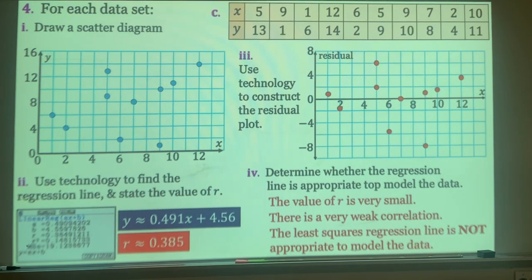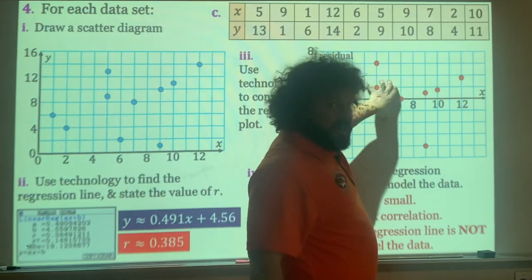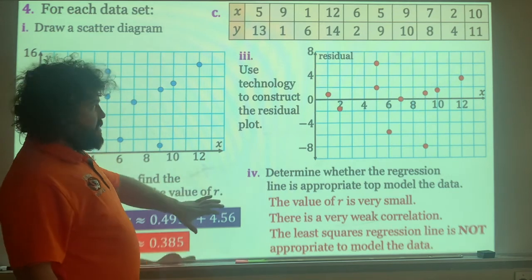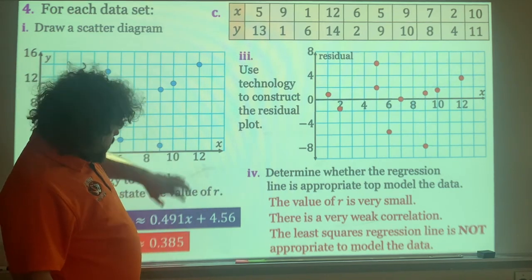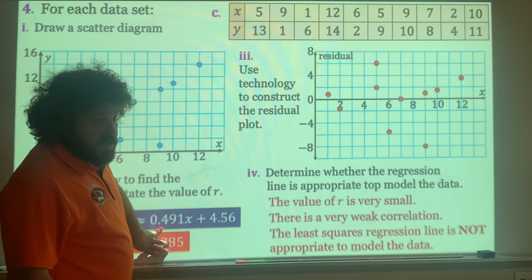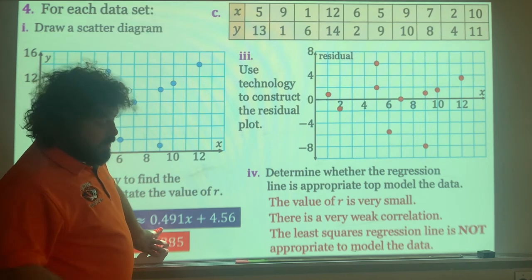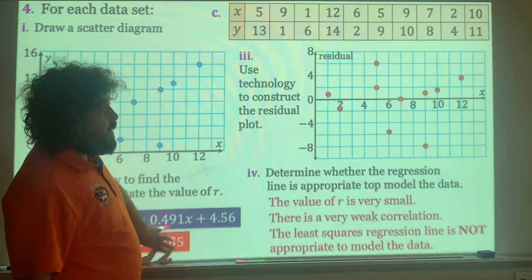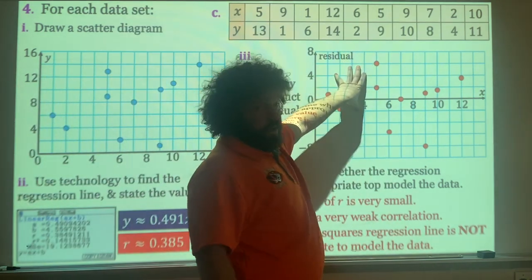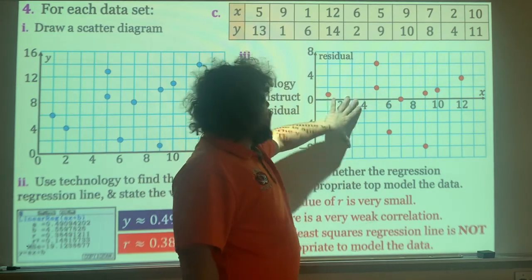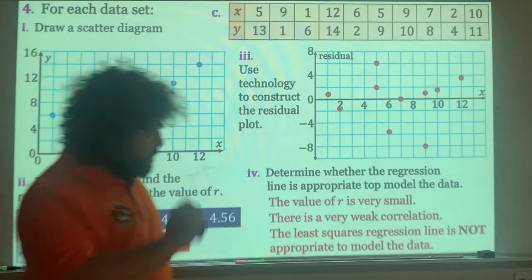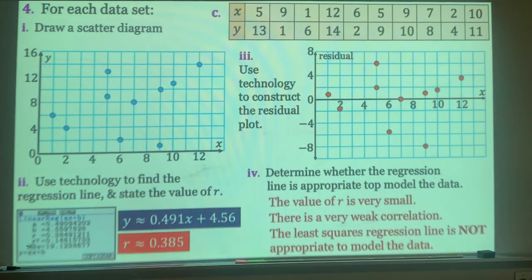So even though our residual plot's good, this is the type you want, our R is so junky that we can't use the line. So you can only use this line to predict data if your R is good, above 0.85 to 1, or from negative 0.85 to negative 1, and our residual plot's random. So you need both things true. If one of these things is bad, the line's terrible. Don't use it. You got it? And that is the gist of everything.